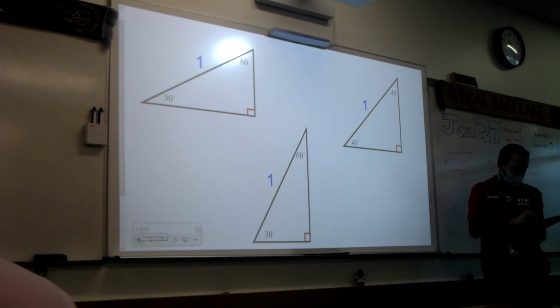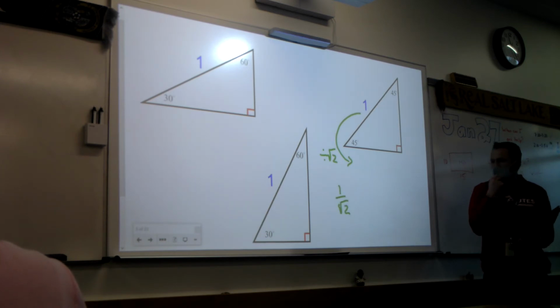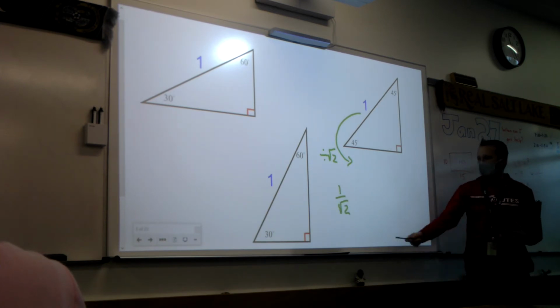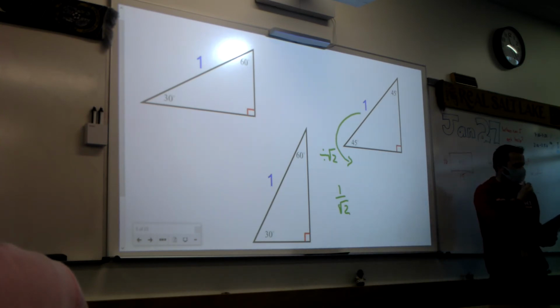That would be if you started with the leg, so let's do the opposite. We're going to divide by the square root of 2. Good job. Now, when I do that, I'm going to get 1 over the square root of 2, which one of the rules in math is we don't like square roots on the bottom. So how do I rationalize this?